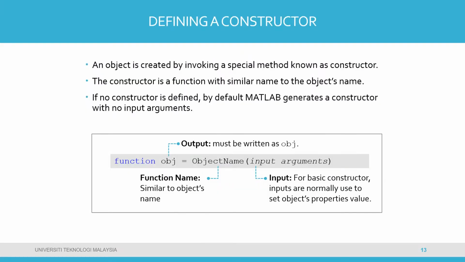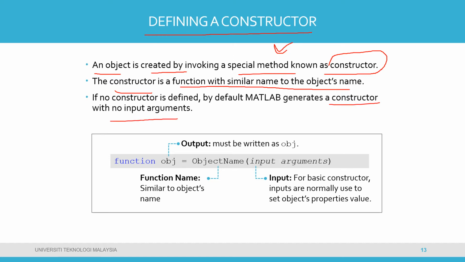So the next part will be defining a constructor. Basically you already see the properties. Now we look at the method, the second part of the class. Defining a constructor: an object is created by invoking a special method known as a constructor. So in the method part, you have to create a constructor. A constructor is a function with a similar name to the object. If no constructor is defined, by default MATLAB will generate a constructor with no input argument.